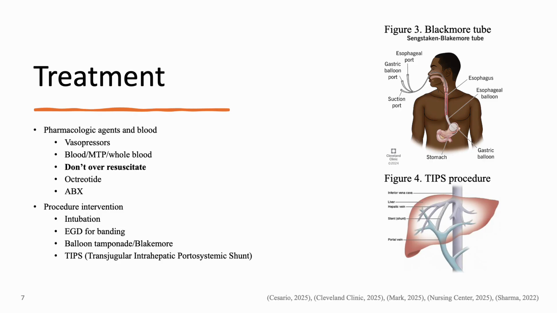If this is unsuccessful, or if the bands pop off, a balloon tamponade or Blakemore tube would need to be placed. This is seen in Figure 3. This is a device that's guided into the stomach that has two balloons, one that inflates in the stomach and the other that inflates along the length of the tube, which applies pressure on the wall of the esophagus and stops the bleeding. After bleeding is stopped, the patient can receive a TIPS procedure, which is basically a bypass of the portal vein to the hepatic vein. This bypasses and decompresses the portal vein, helping the portal hypertension and reducing pressures of the varices.